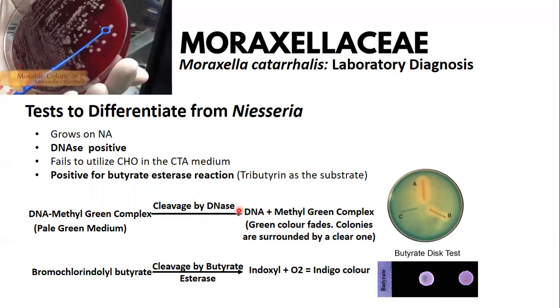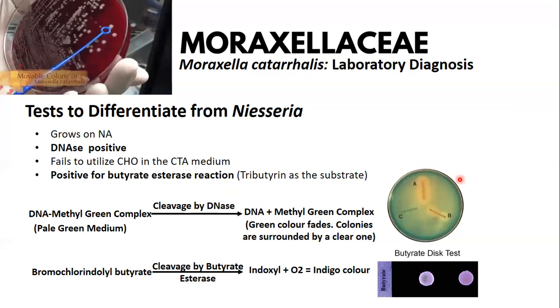DNase is produced by Moraxella catarrhalis. So if the organism is inoculated on a DNase medium, it cleaves the DNA-methyl green complex, and it would result in the appearance of a faded green color in the medium.